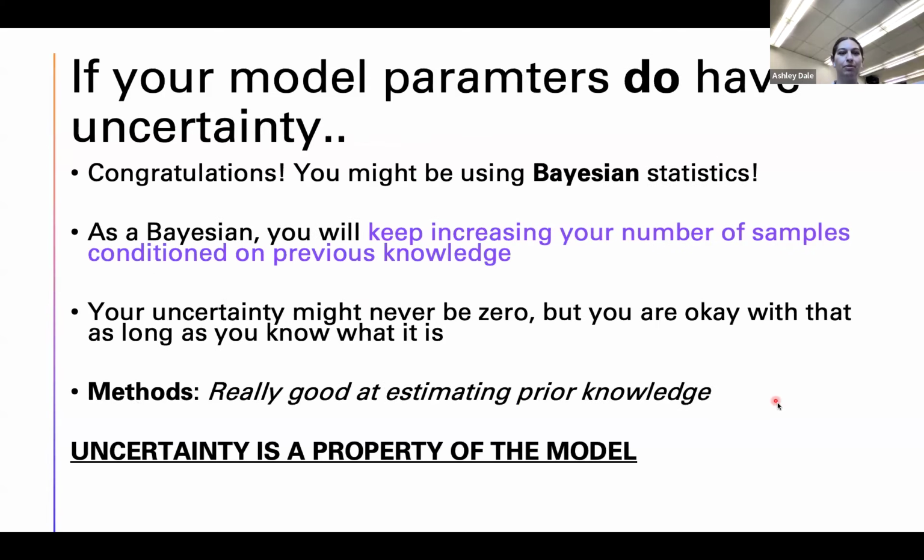However, if your model parameters do have uncertainty, right? Congratulations, you're probably in the Bayesian statistics regime. So the idea here is that you are going to keep increasing your number of samples, but it's based off of previous knowledge. You don't have that infinite range of data to sample from anymore. And so what you're trying to do is pick very carefully your next thing to drive down the uncertainty, but the uncertainty might never be zero. And therefore your model parameters are always going to have some uncertainty associated with them. All right, so now your uncertainty is a property of the model.